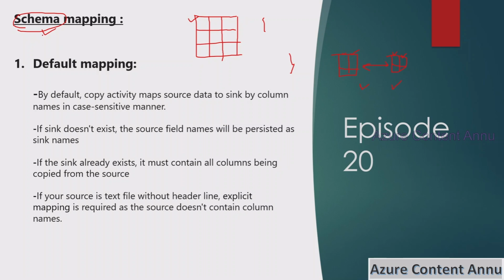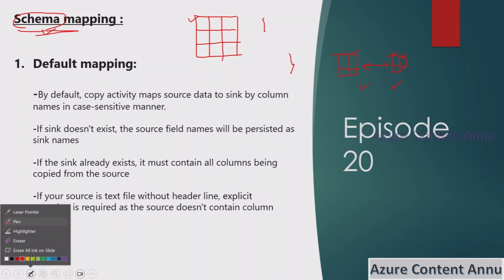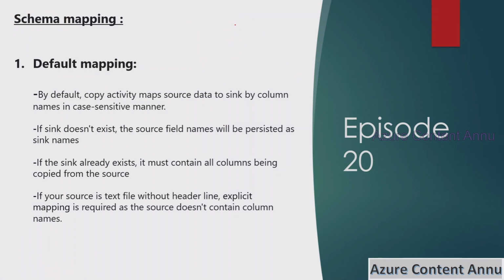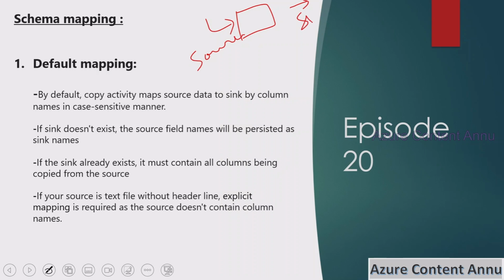Now coming to what is schema mapping in copy activity. So in ADF using copy activity, we usually copy between source to sink. Okay. So from source we extract the data and in sink we load the data. So during this process, if the source and sink schema are different, then we need to use this schema mapping concept. Okay. So by default, there is default mapping.